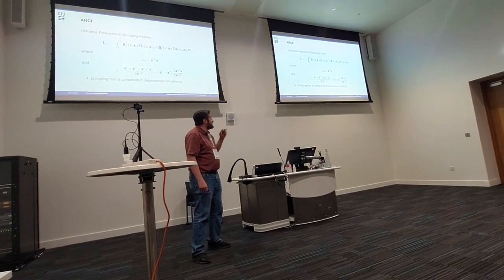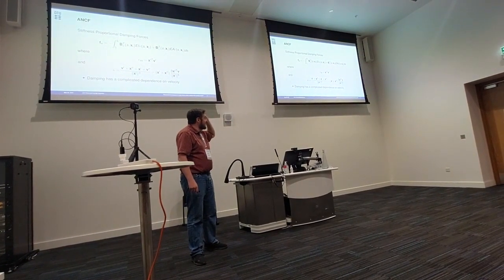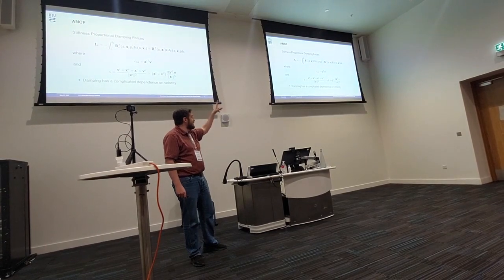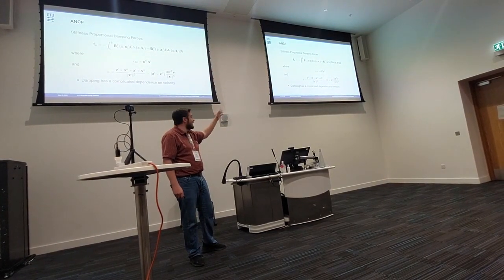So, stiffness proportional damping forces. We basically just take those strain measures and do a time derivative of that, okay?